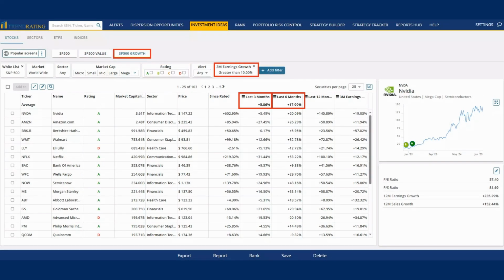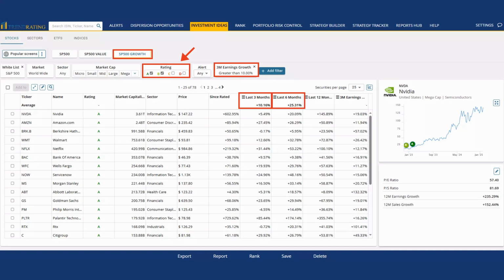Let's do the same exercise for a growth-driven strategy. This time we select those stocks out of the S&P 500 universe with the last 3 months' earnings growth of minimum 10%. We can see that these 103 stocks recorded a positive average gain over the past 3 and 6 months. However, could we improve the returns?